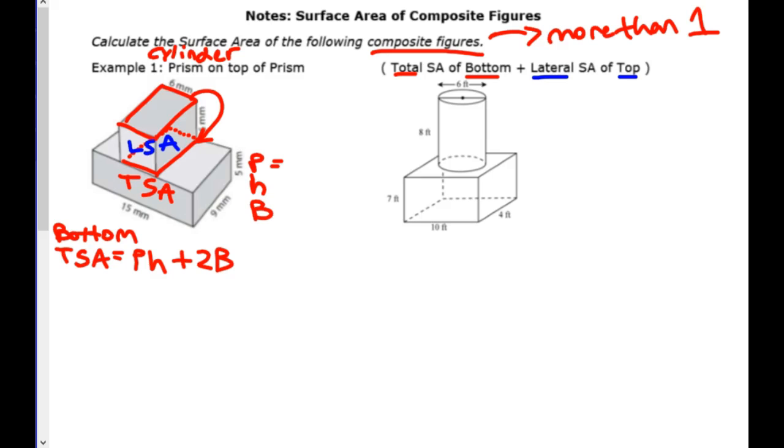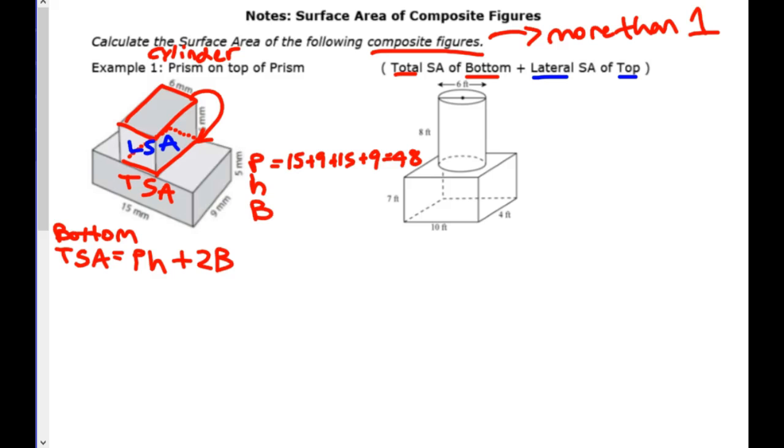Alright, so P, the perimeter of the bottom, okay? So the bottom is a rectangle. We got 15, and we got 9, and then the other 2 sides are 15 and 9, okay? So if I add 15 plus 9 plus 15 plus 9, right, that's how we do perimeter. It's not multiplying, it's adding. I get a total of 48 for my perimeter, right? And everyone's writing this down?